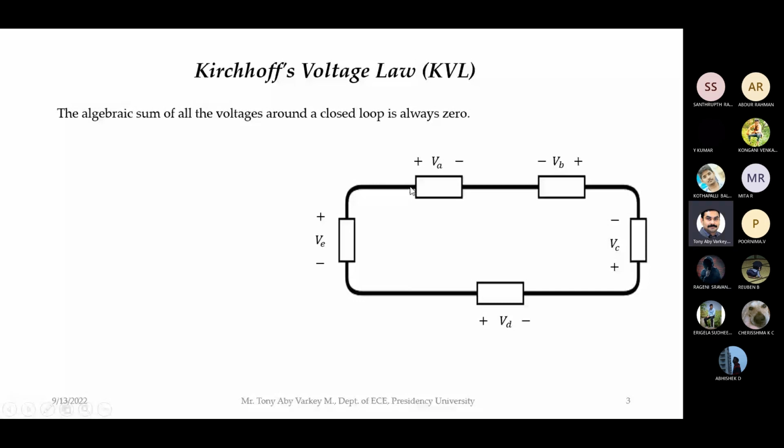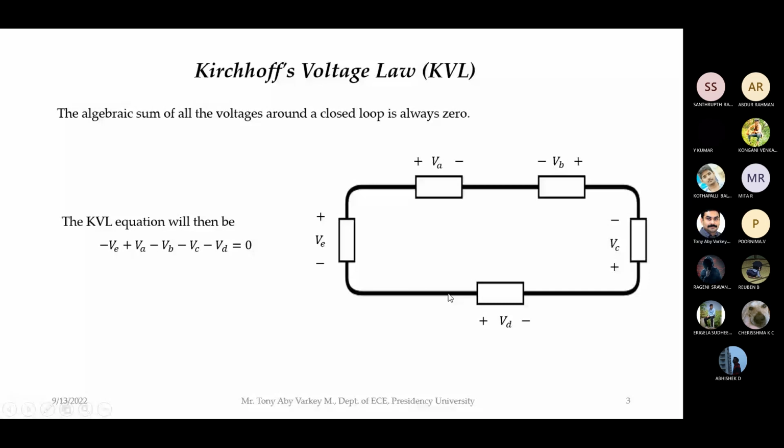Plus VA. Then minus VB. Then minus VC. Then minus VD. Okay, I reached back here at the point. So the KVL can be written like this. Starting from here, it will be minus VE plus VA minus VB minus VC minus VD equal to 0. Clear? So that is how you can write the Kirchhoff's voltage law.